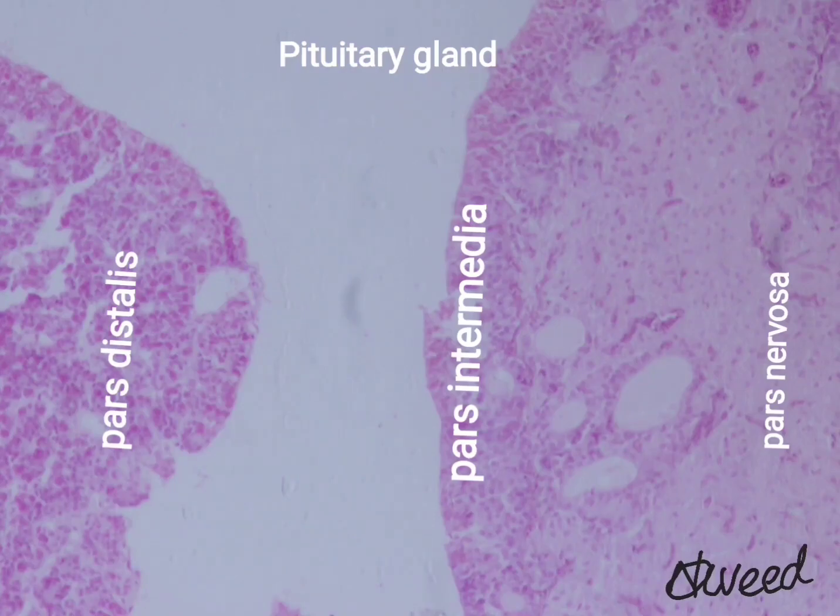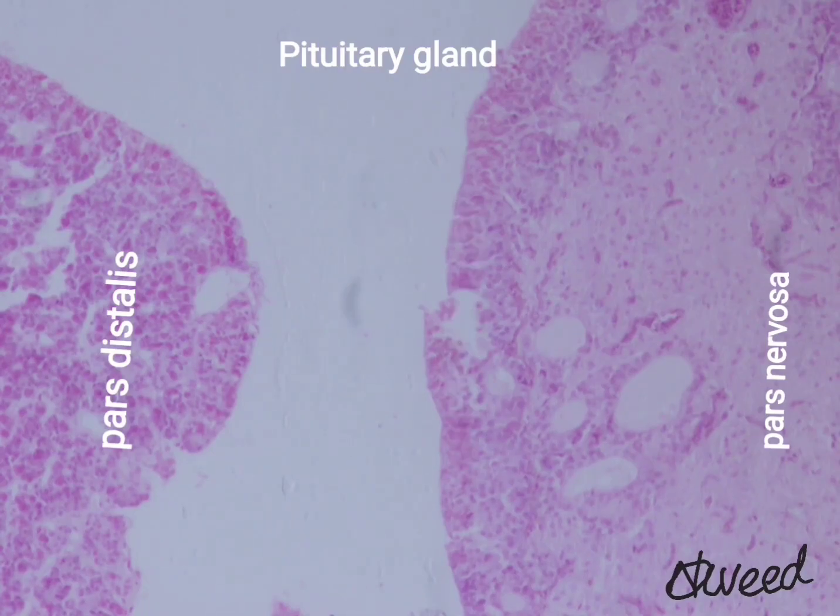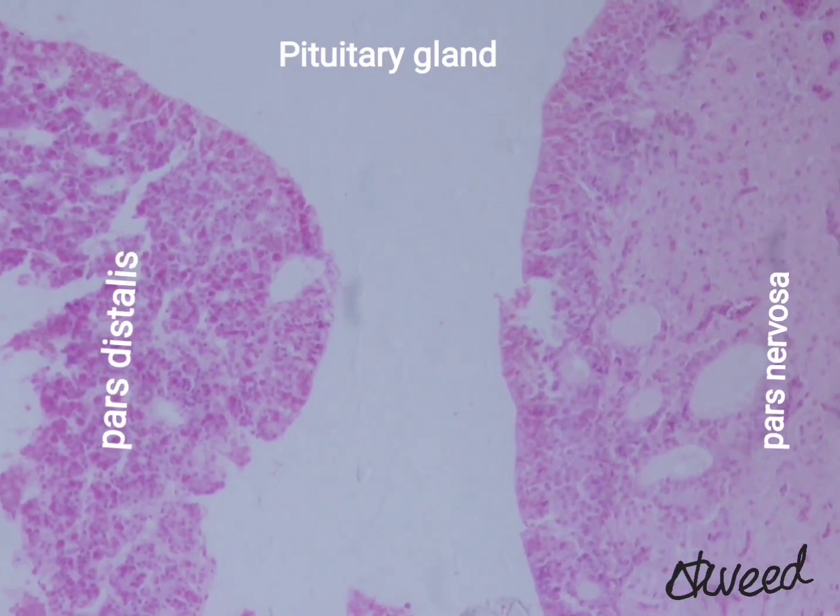Some follicles are also seen, which are lined by cuboidal cells. Pars tuberalis is composed of groups or cords of basophilic cuboidal cells.